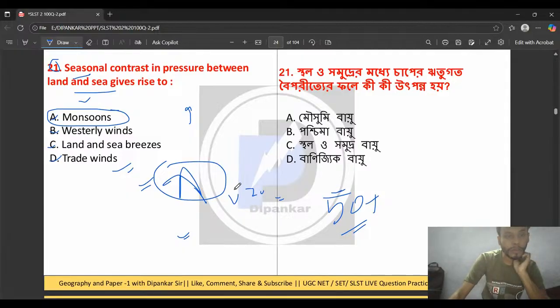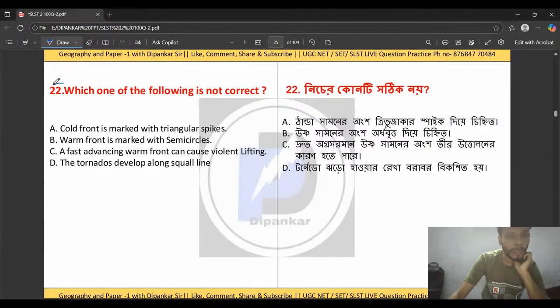Yes, next question, 22 number question. Which one of the following is not correct? Option A: Cold front is marked with triangular spikes. B: Warm front is marked with semicircle. C: A fast advancing warm front can cause violent lifting. D: The tornado develops along the squall line.